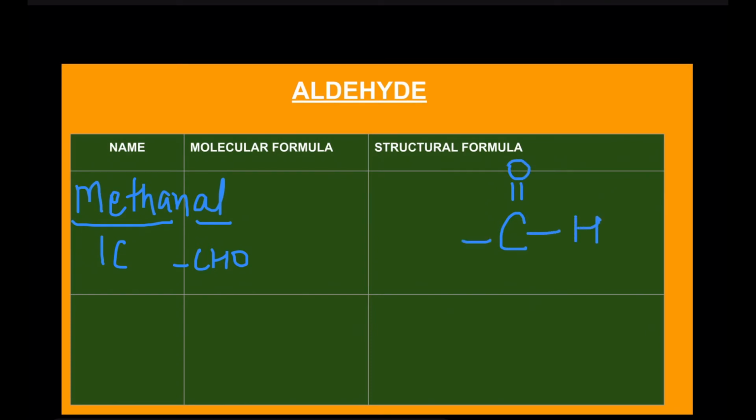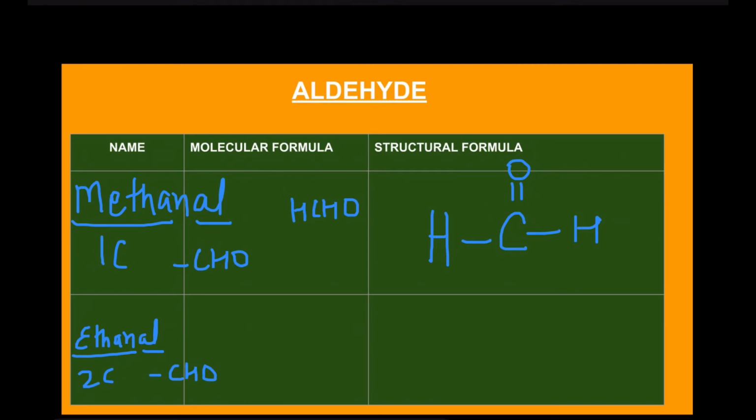This is the functional group. Now you have to only fill the hydrogens. So hydrogen over here. The first member of the aldehyde series is HCHO. The second member is ethanal. Ethane means two carbons. Al means CHO group.